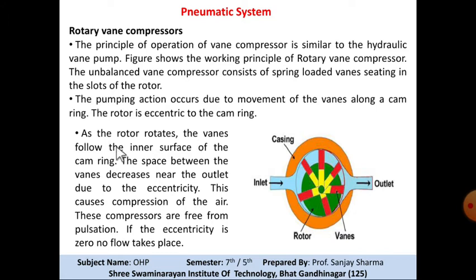As the rotor rotates, the vane follows the inner surface of the cam ring. So this is the cam ring, and the green color you can see is the cam ring. Here you can see the outer surface, the black color ring, of the cam ring. The space between the vanes decreases near the outlet due to the eccentricity. This causes the compression of the air.